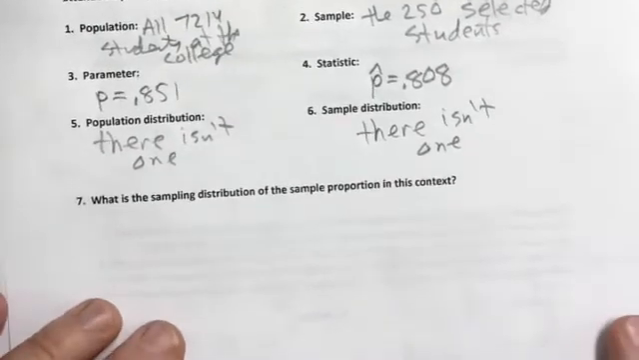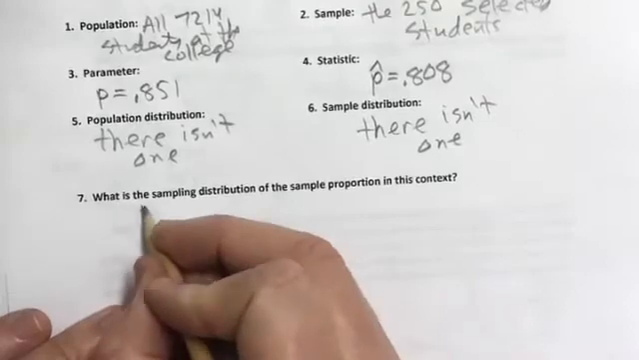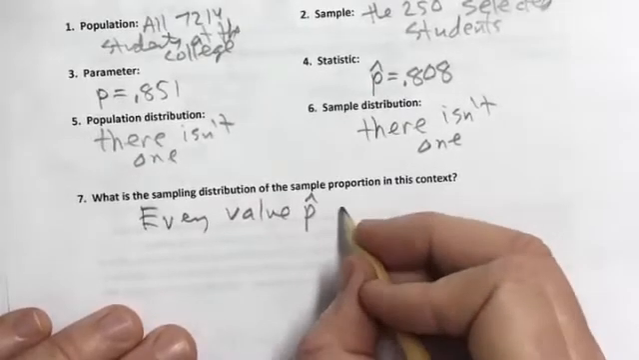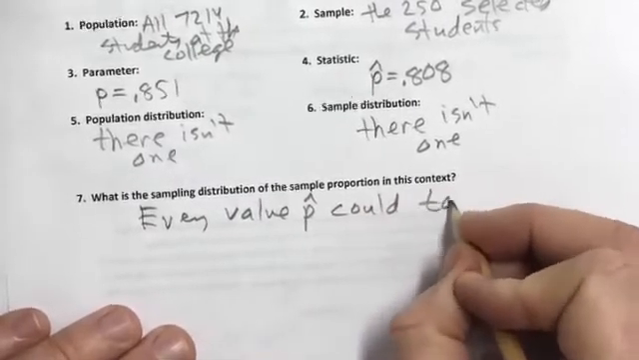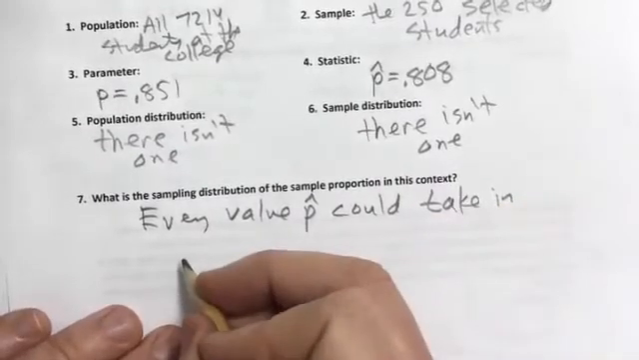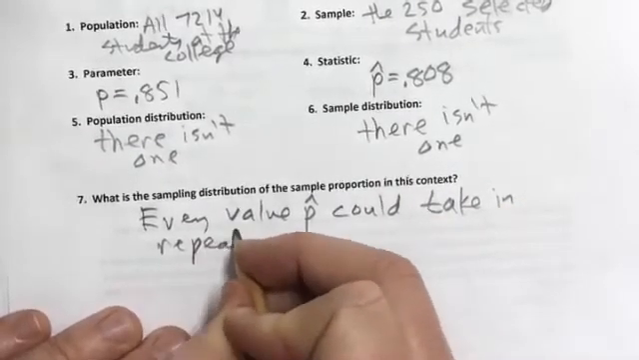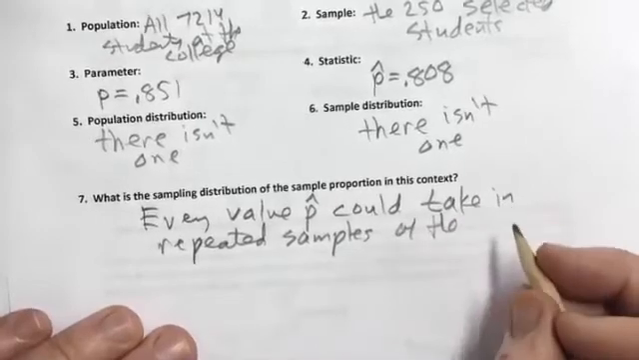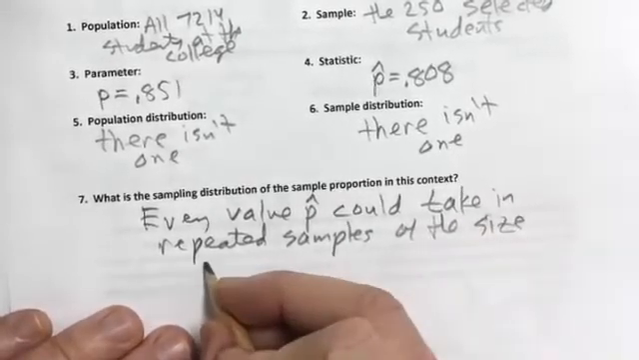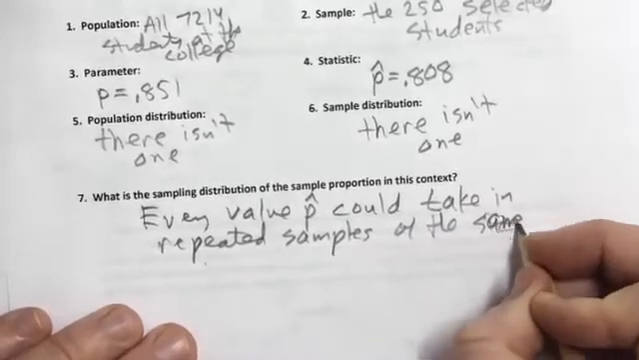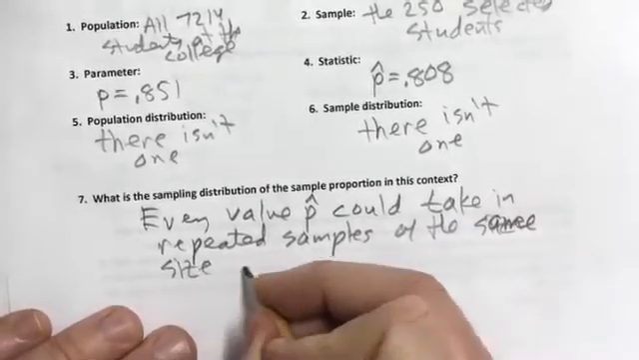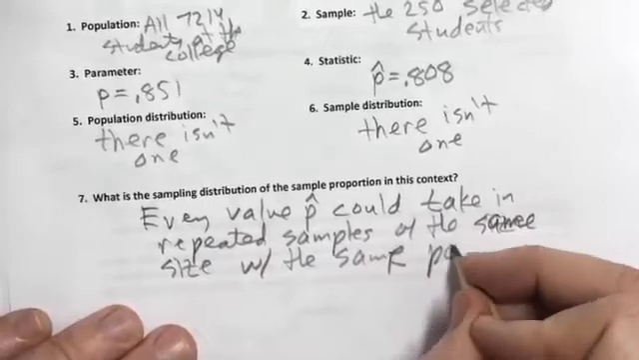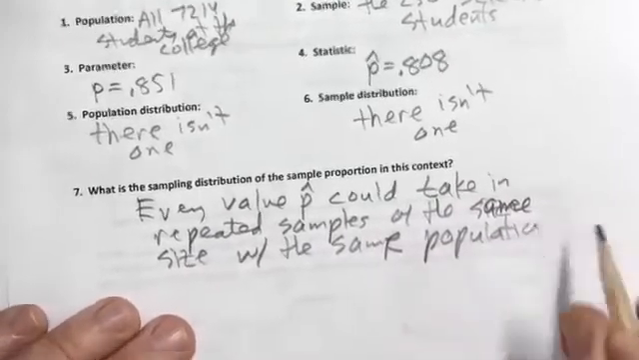And then lastly, what is the sampling distribution of the sample proportion? It is every value p hat, that is our statistic, could take in repeated samples of the same size, with the same population.